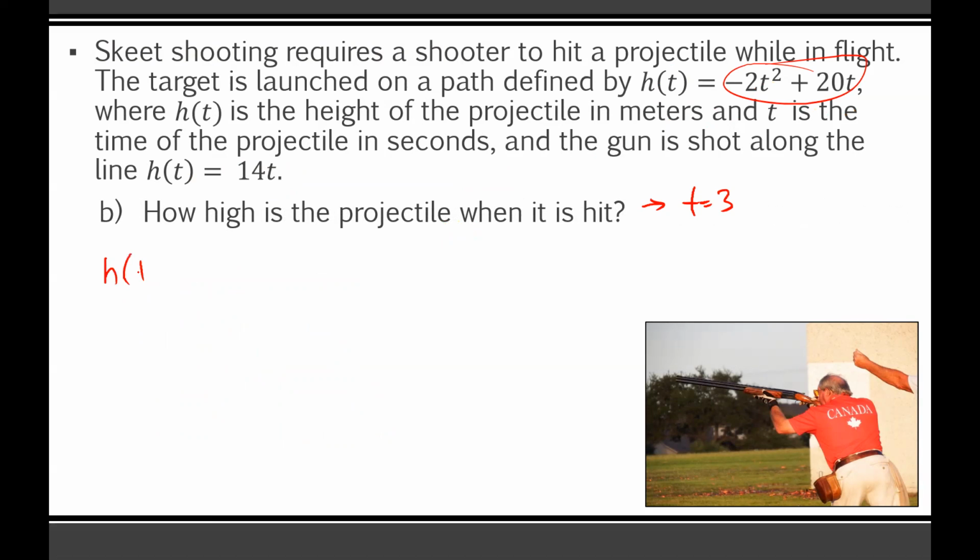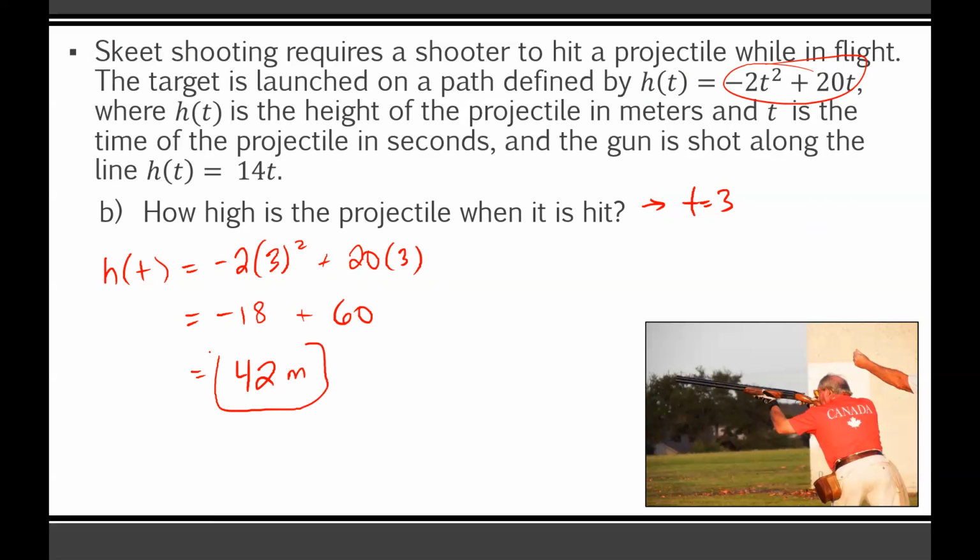So h of t equals negative 2 times 3 squared plus 20 times 3. That is going to be negative 2 times 9, that's negative 18, plus 20 times 3 is 60. That's going to equal negative 18 plus 60. That is 42. And I suppose really we should answer it with units. That's 42 meters. So the projectile is 42 meters in the air once it is hit.